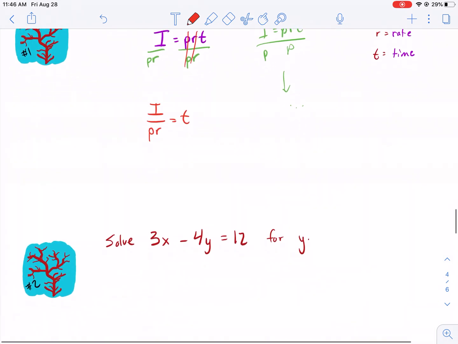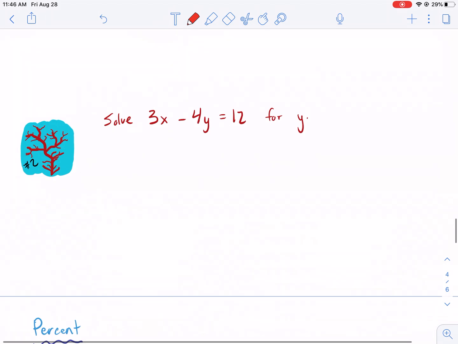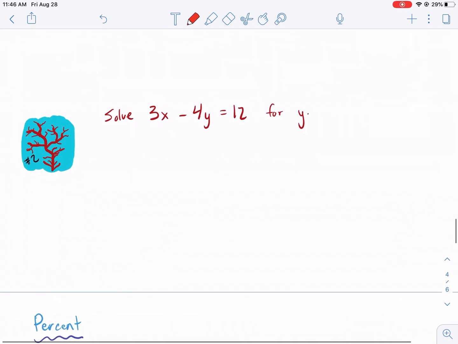Now we can do the same thing with just any regular equation. Here we have a linear equation. Solve 3x minus 4y equals 12 for y. Let's first find our y. We have our y there, and now we want to get everything over to the other side. Okay, we want to get the y by itself. A couple different ways you can do this.